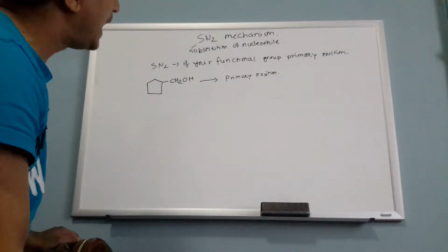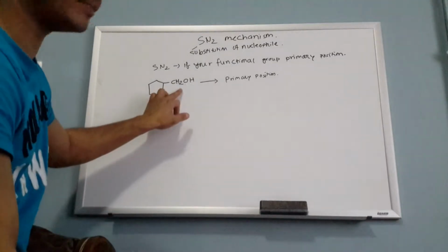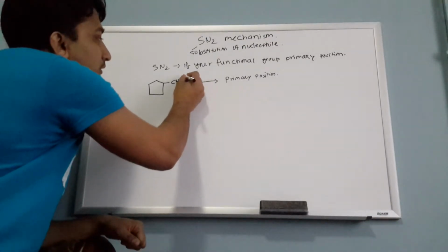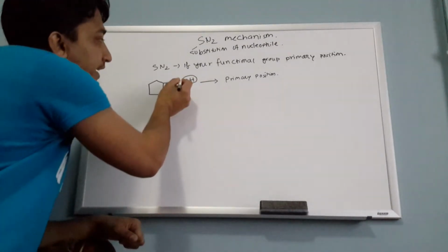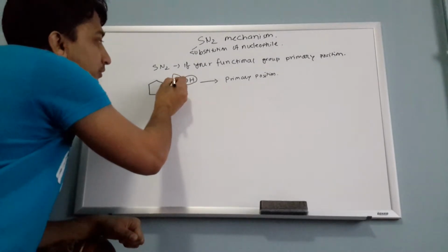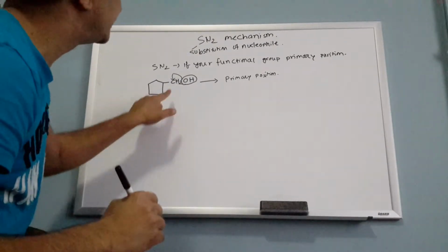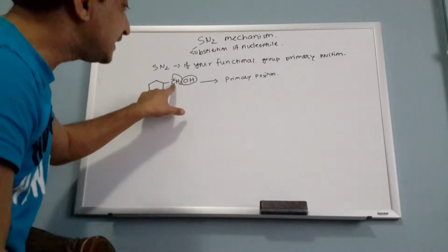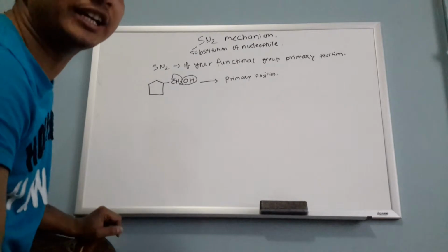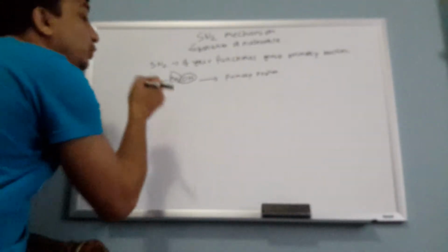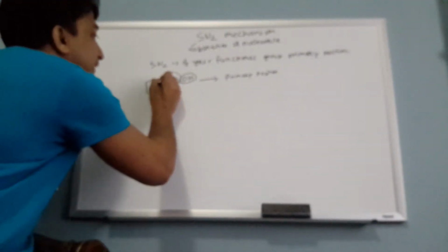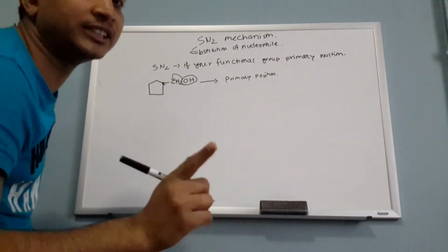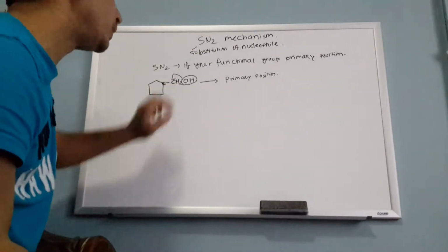So how will you count that this is primary? I'll show you the technique. This is your OH, right? This OH is directly connected with this carbon. Most of the students say this is primary because of that. No, that's not why it is primary. Primary means this carbon is connected with how many carbons? This carbon is connected with only one carbon. Look, this is the carbon, directly connected with one carbon. That's why this is primary, not because of what it is connected to here.